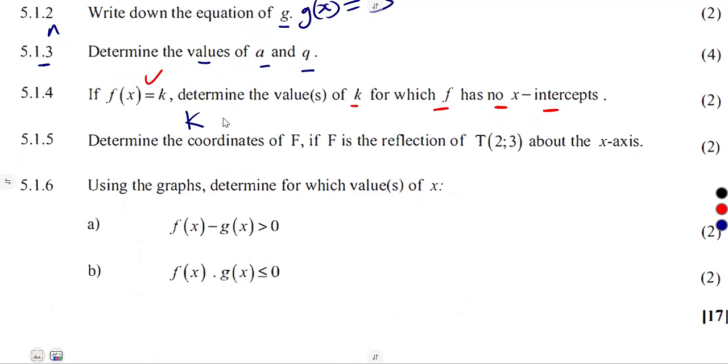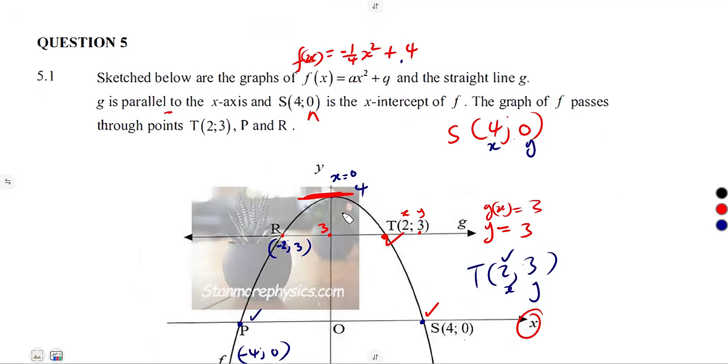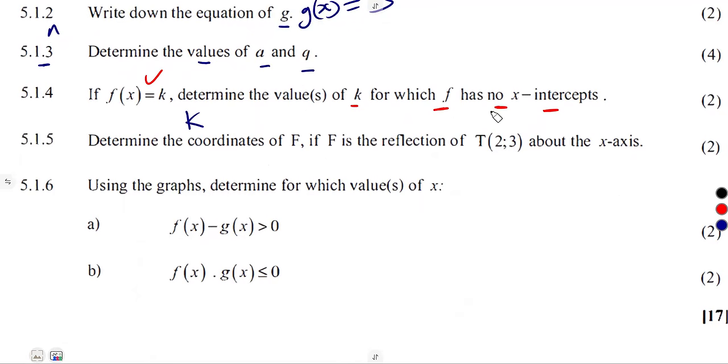So on our graph, this one is limited to 4. When we say k is bigger than 4, it means we won't have the x-intercepts for those values of k which are greater than 4. All right, the typical type of question where you just need to know the basics.